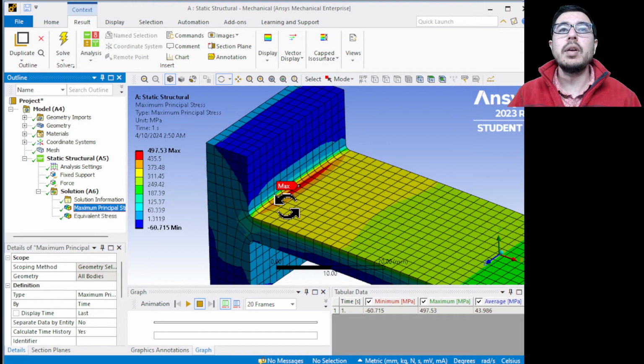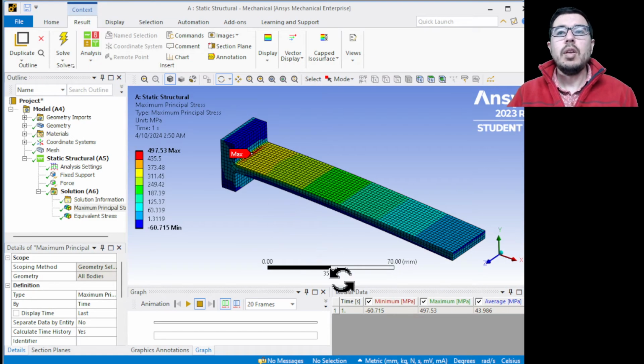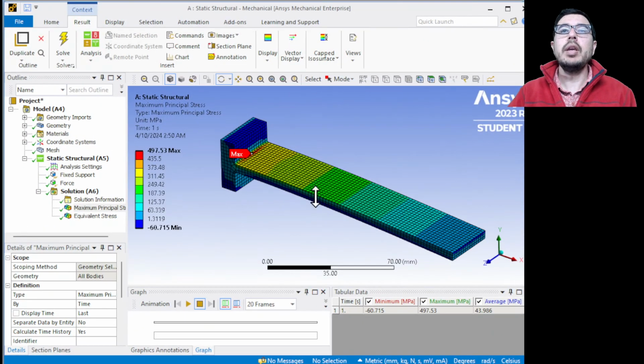And then the maximum principal stress is even higher at almost 500 megapascals. Now, we predicted that it would be 360 megapascals of stress from this simple calculation. And that's because we weren't accounting for the stress concentration. So what can we do? Well, if we make the radius of curvature significantly larger, we can avoid this issue of having a significantly larger stress in that corner.